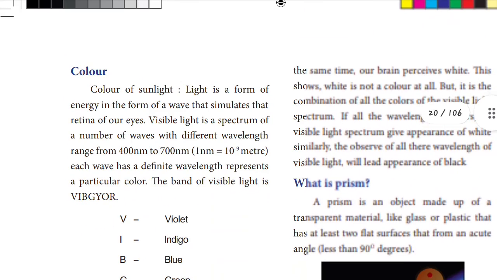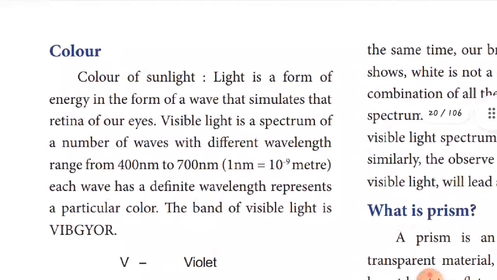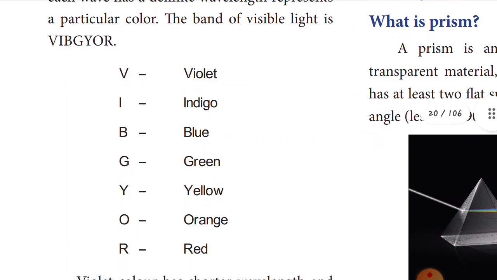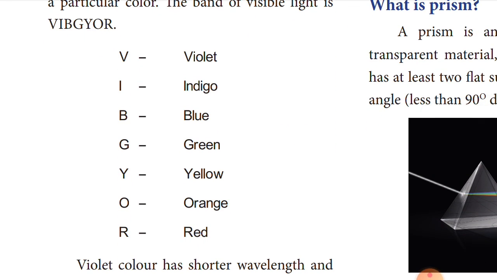And next, see the important topic, color. How many of you like color? I think all of you like color, yes or no? So how many colors are present here, children? Seven colors. That is called VIBGYOR: violet, indigo, blue, green, yellow, orange and then red. This is called the seven colors of sunlight.